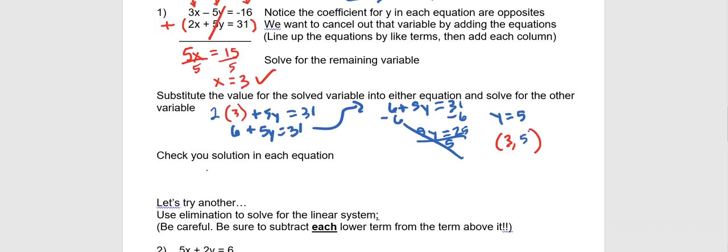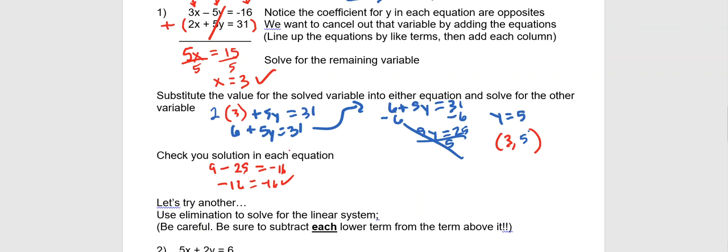Now, if I quickly do the checking up here, let's see, 3 times 3, I'm just going to do this in my head, okay? So 3 times 3 is 9, minus 5 times 5 is 25. Does that equal negative 16? Let's see. 9 minus 25, negative 16 equals negative 16.